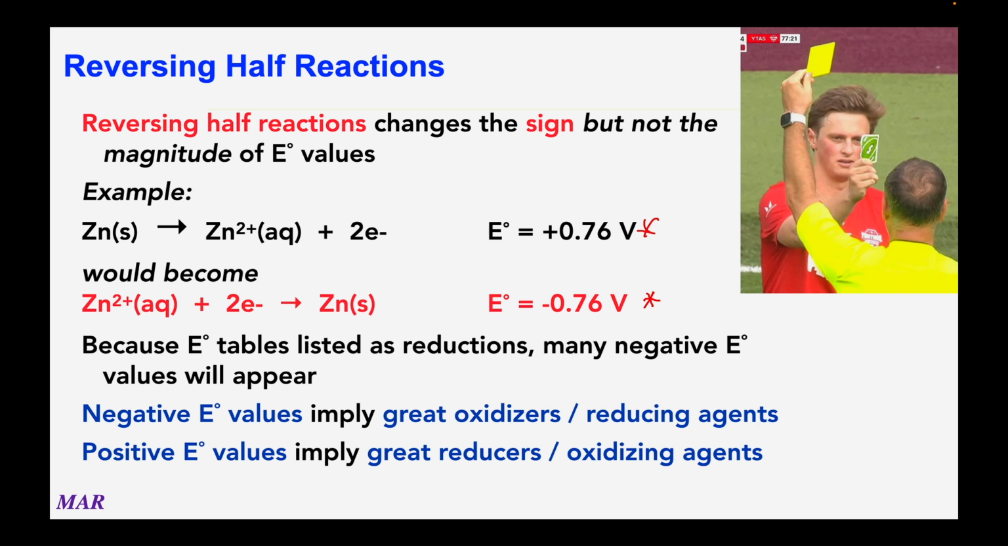And remember, the agent thing is the opposite, which is just crazy. So a positive E cell value means you're going to have something that likes to be reduced, or it's a great oxidizing agent. That being said, in the example I used right here, this zinc metal likes to lose 2 electrons. It likes to be oxidized. It's going to be a great reducing agent. So be careful. This stuff can get a little weird, and reach out to me if you have any questions on it.